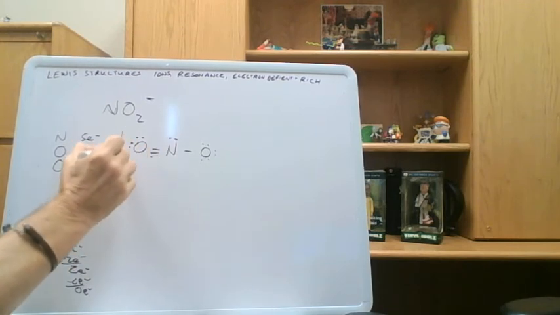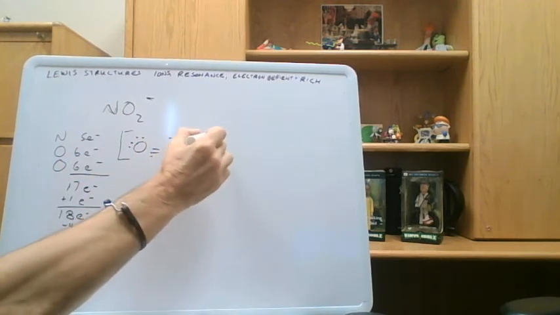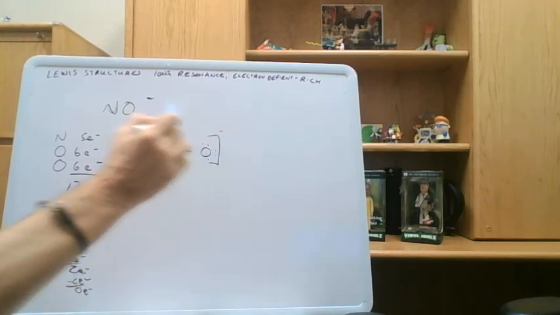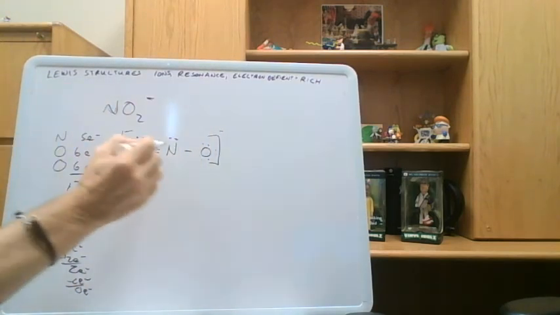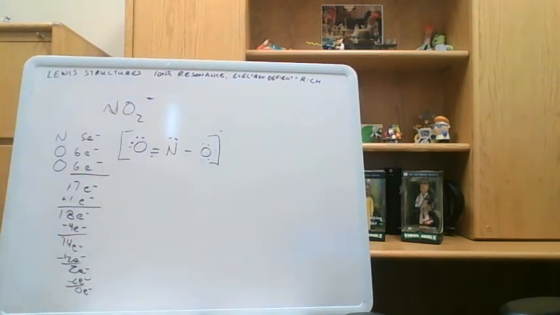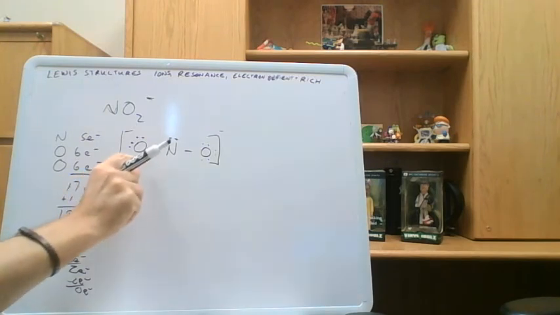Right, and since it's an ion, we have to put these brackets around and show this negative charge. So now this nitrogen sees 2, 4, 6, 8. So everybody's happy with that arrangement.